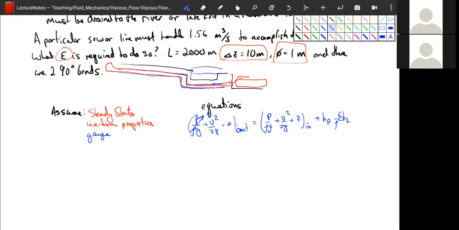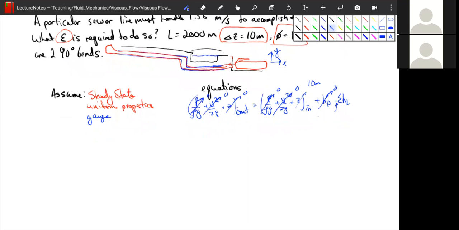So all our pressures are equal to 0 for our control volume. Our velocity at our entrance and our exit is going to be 0. And we have a Z in equal to 10 meters. Z out is going to be equal to 0 because we're going to draw our coordinate system such that it's 0. And we have no pump in our system, so H pump is equal to 0. And now we just have to worry about our head losses. So let's look at that.